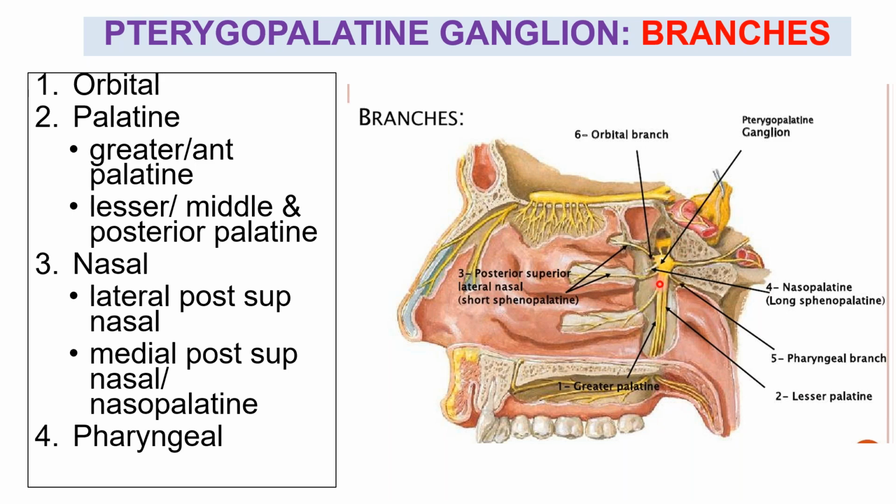If you remember the pterygopalatine fossa, its communications, its boundaries and openings, you will be able to know the branches also. So the orbital branch, the palatine branch through the palatine canal, then the nasal branches, the posterior superior lateral nasal, and the long nasopalatine, the long sphenopalatine. Through the sphenopalatine foramina, these are the nasal branches coming from the pterygopalatine fossa. And the pharyngeal branch will be through the palatovaginal canal.